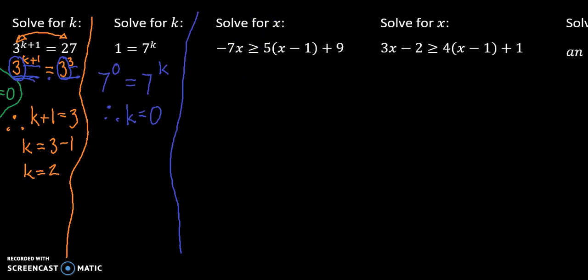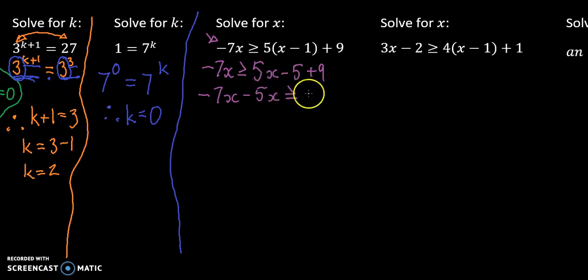Okay. Now we have a linear inequality. Remember, we're going to do it exactly the same way as we would do a linear equation, so no point in getting all worked up about this. I'm just multiplying out the brackets. And now I'm going to take the 5x to the other side, minus 5x. We haven't divided or multiplied by a negative number, so our inequality sign stays in the same direction.